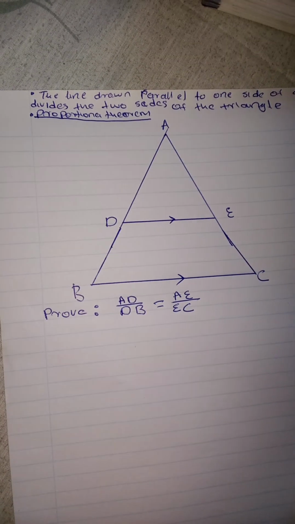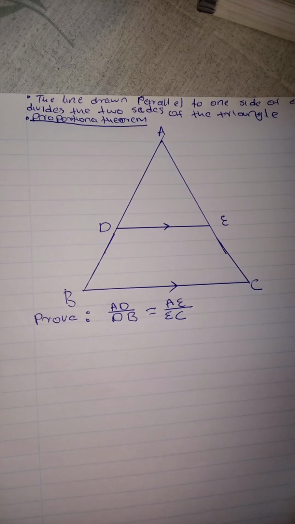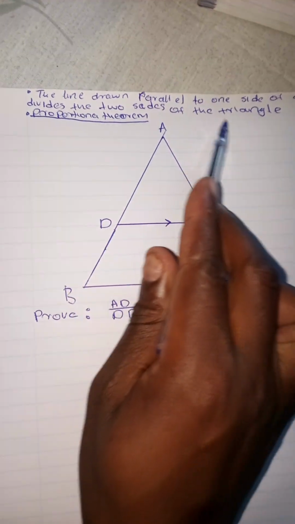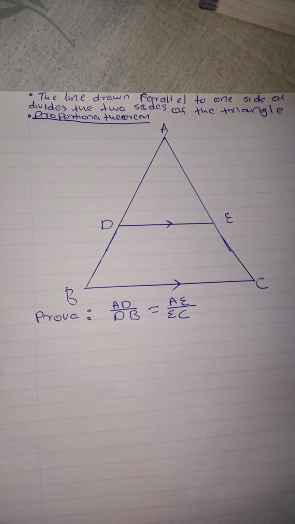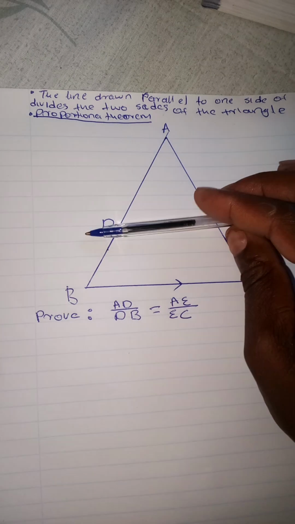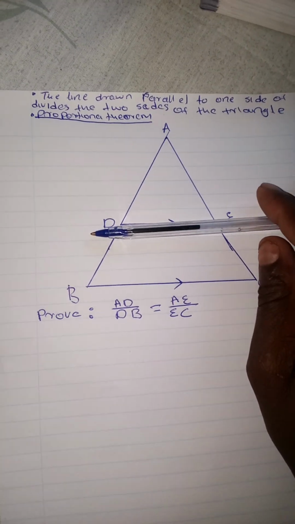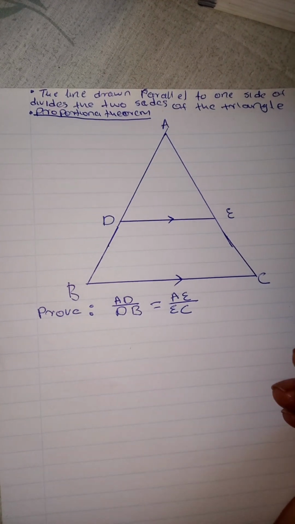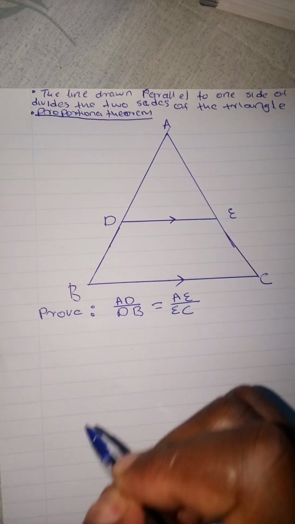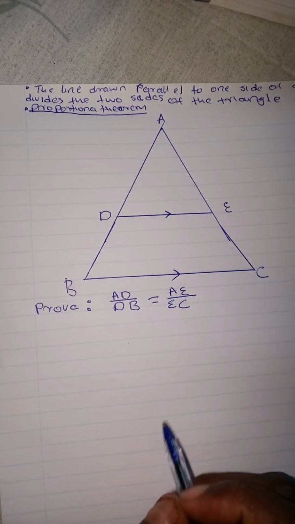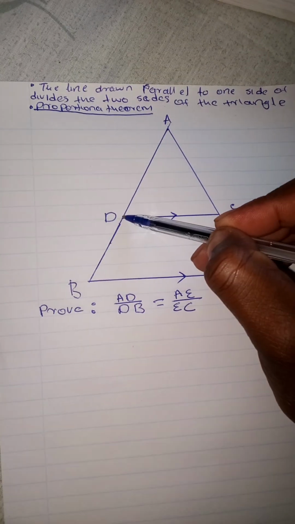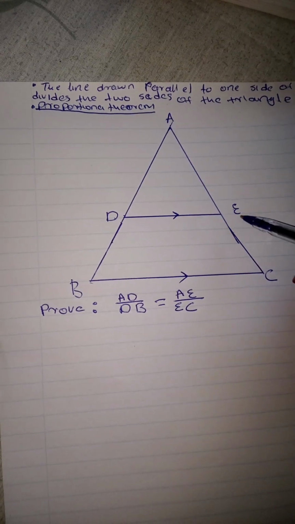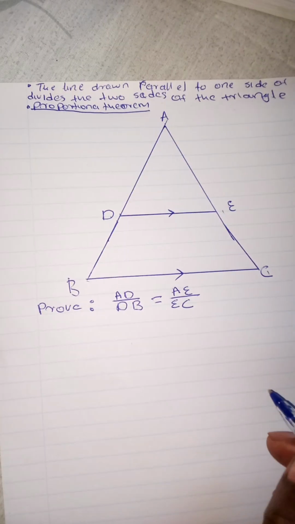The statement of this theorem says the line drawn parallel to one side of a triangle divides the two sides of the triangle. This is what it means. This line drawn parallel to one side of a triangle divides two sides of the triangle. You will see after construction. Then you will be required to prove that AD over DB is equal to AE over EC. We are required to prove that.